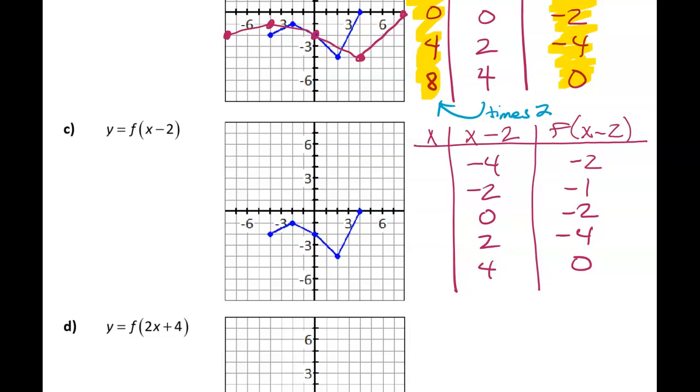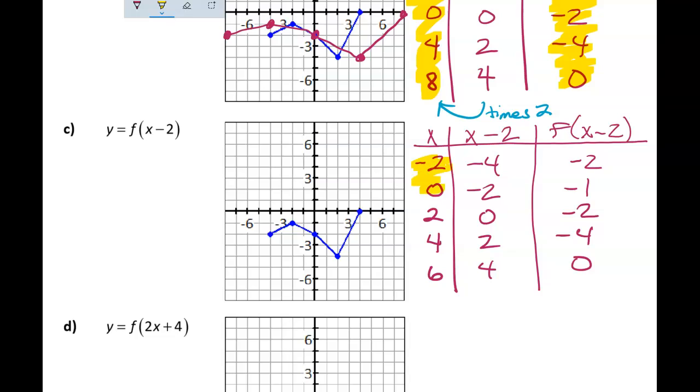If you think about going from the x column to the x minus 2 column, we would be subtracting 2. So if we're going the other direction, we'll have to add 2. So negative 4 plus 2 is negative 2. Negative 2 plus 2 is 0. 0 plus 2 is 2. 2 plus 2 is 4. 4 plus 2 is 6.